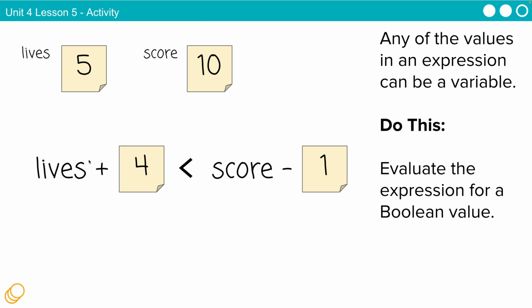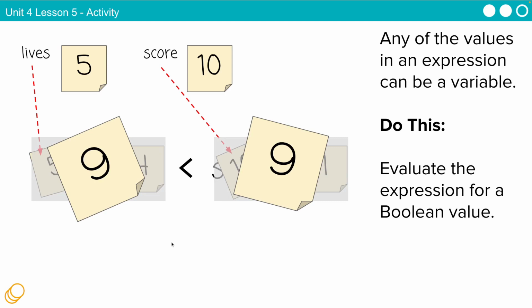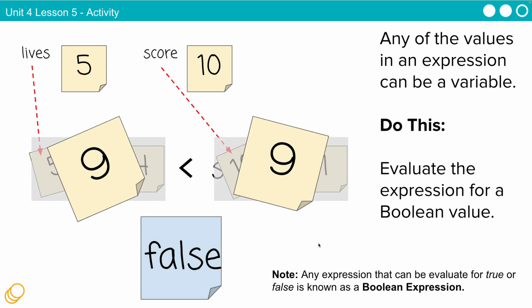So here, and we could have these in variables also, right? So if lives is equal to 5 and we add 4 to it, what is the value? It's 9. If score is 10, so we basically put the score here. See how that works? Minus 1, they're both 9. Is 9 less than 9? No, it is not. Any expression that can be evaluated for true or false is known as a Boolean expression. And in our conditional statements, those conditional statements render to true or false.